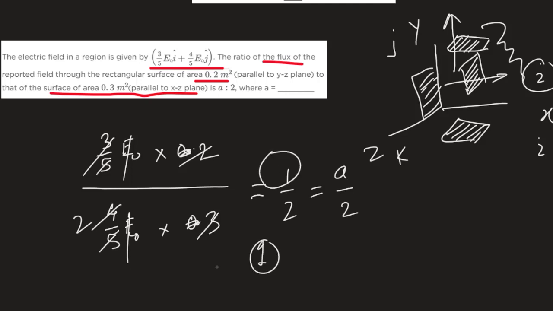So you can see that we simply have to divide the two fluxes. So if you know how to find the flux of one area, then it is very simple. This kind of problem is very simple.